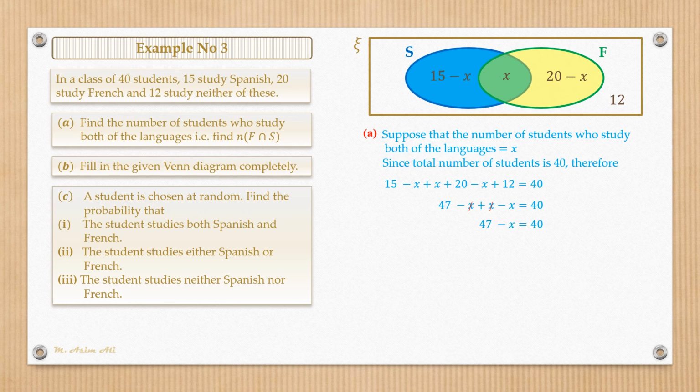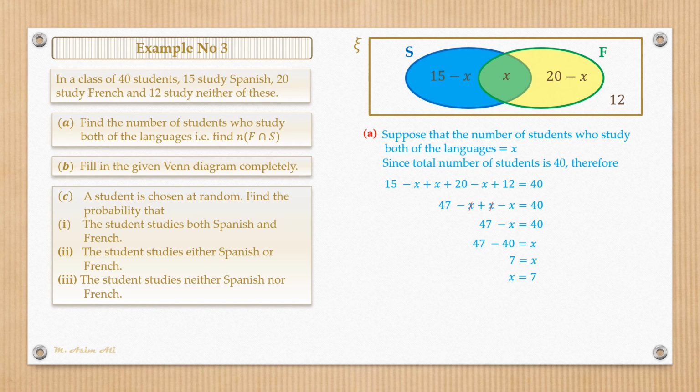When we have cancelled the X, now we will move 40 to the left hand side, its sign will change, and X will go to the right hand side, it will become positive. 47 minus 40 will be 7. 7 is equal to X means the value of X is 7. So we have got the number of students who study both Spanish and French, and these are 7 such students.